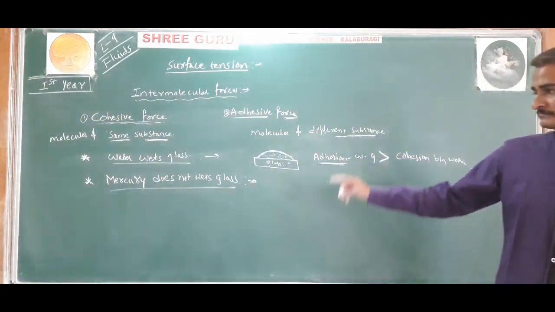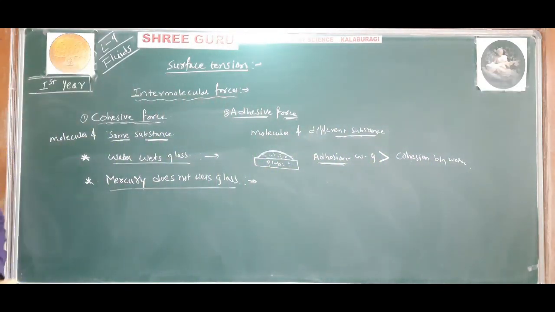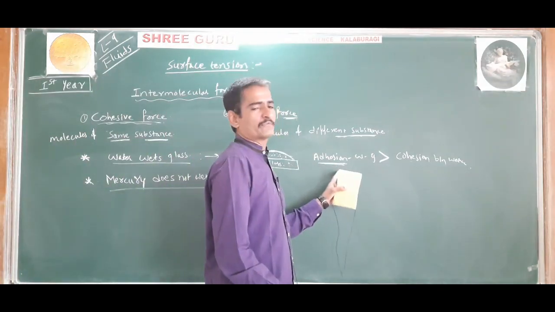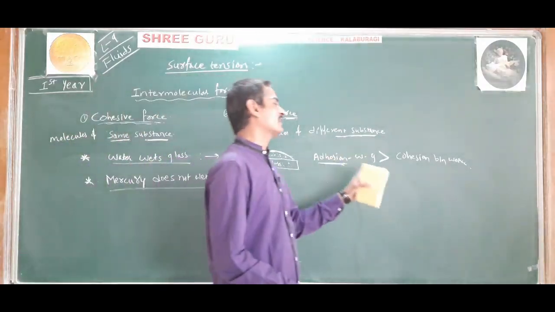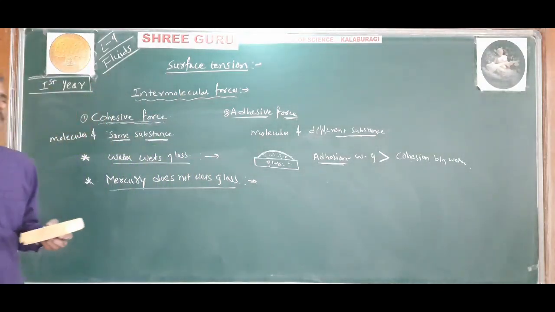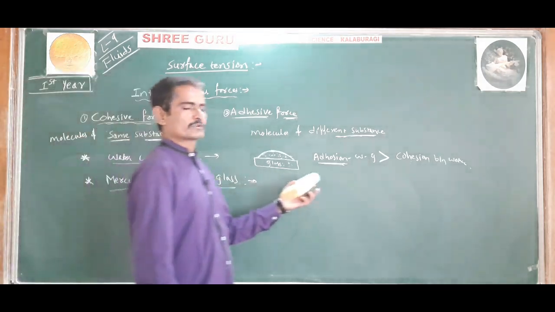Understood? That is, water wets the glass surface. This is because the force of attraction between the water molecules and glass, that is the adhesive force between the water and glass, is stronger than the force of cohesion between the water molecules. Force of cohesion between the water molecules. Hope you understood the concept.